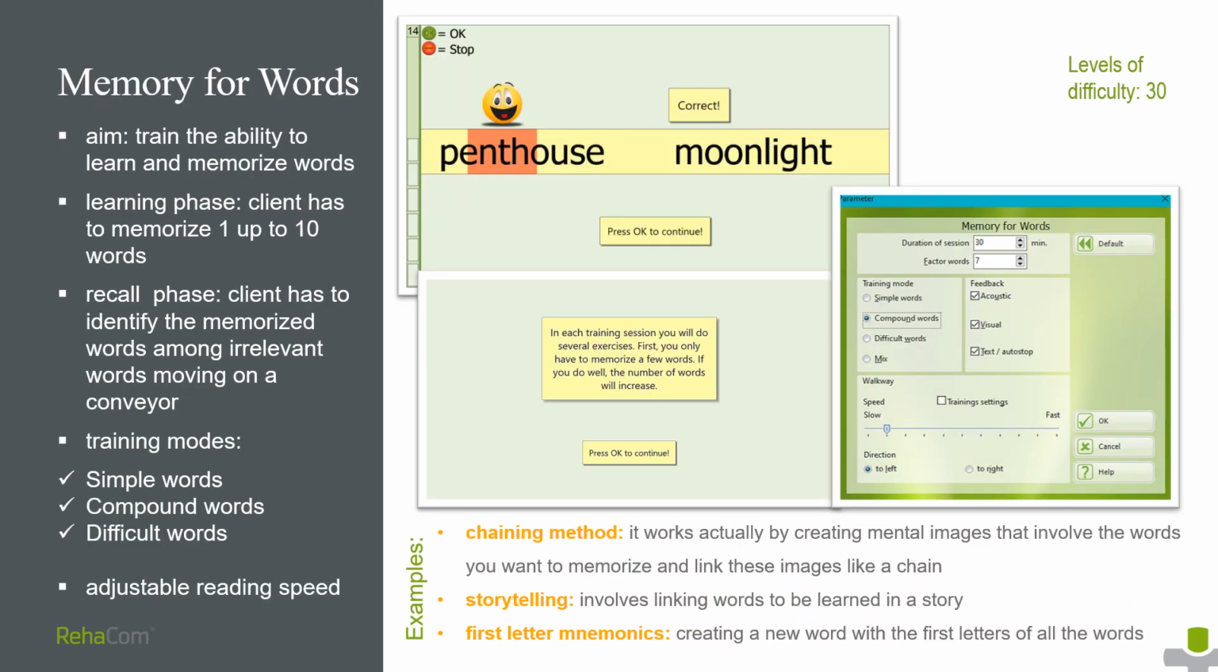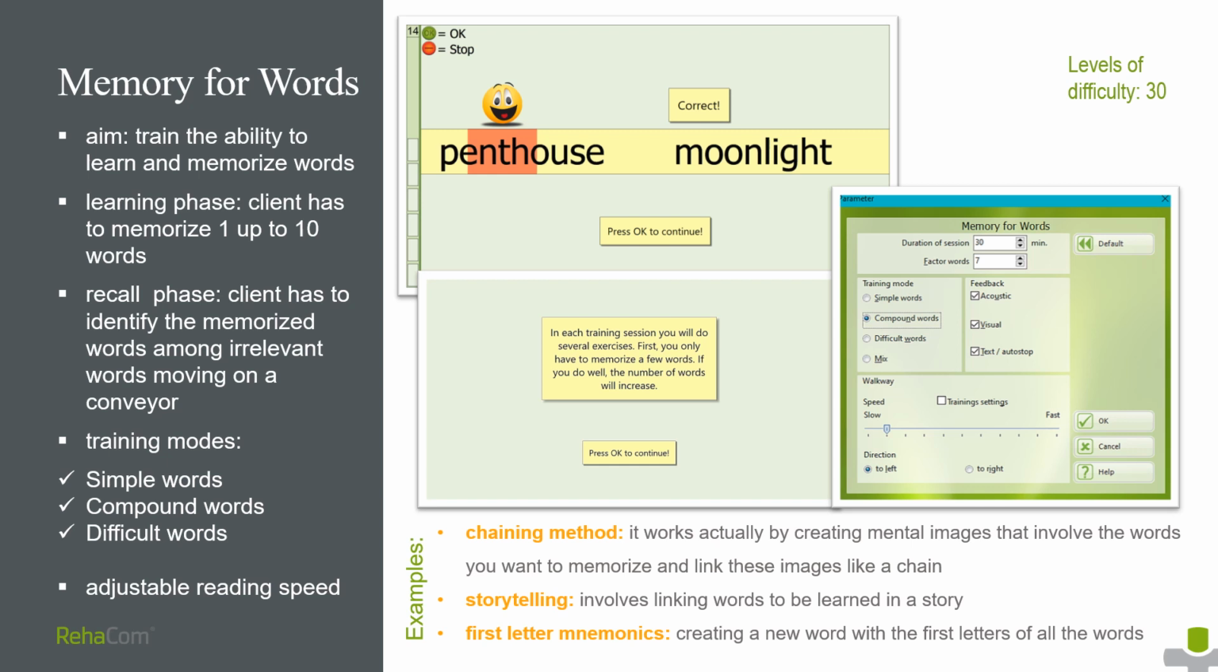Additionally, you may practice the memory for words exercise to train the ability to learn and memorize words. In the learning phase, the client has to memorize 1 up to 10 words. In the recall phase, the client has to identify the memorized words among irrelevant words moving on a conveyor. The approach isn't focused only on simple words. Moreover, compound words and difficult words are targeted. The reading speed is also adjustable.